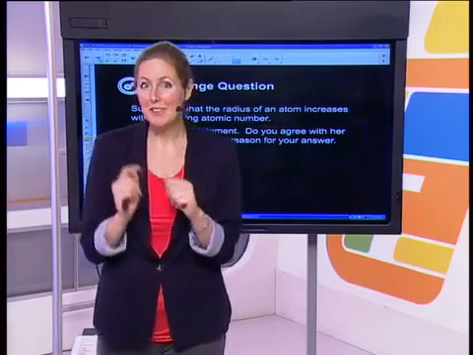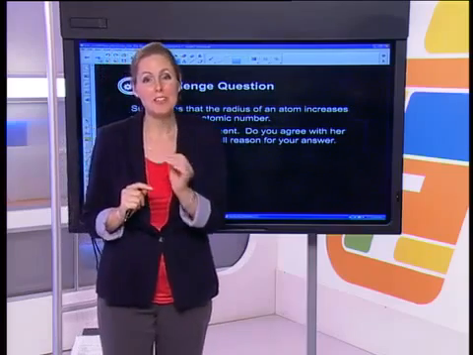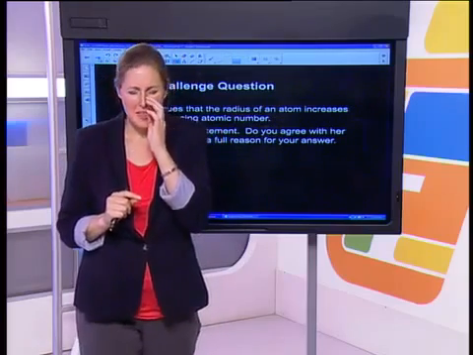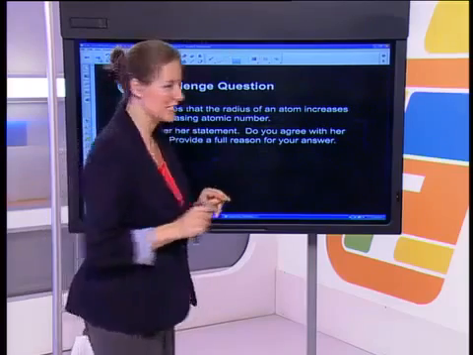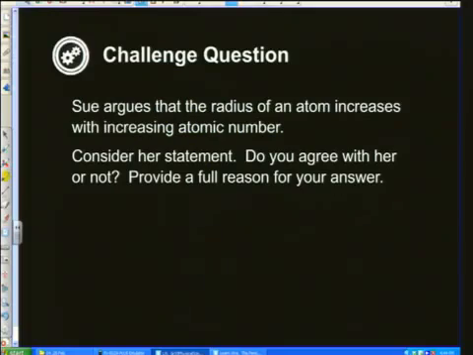So really important that you're thinking about these things and challenging yourself even more. Talking about challenges, I've got the challenge question up on the board, and I want to think this through with you, because it's actually a complicated question. Sue argues that the radius of an atom, remember we said radius was the size from the center to the edge, increases with increasing atomic number.